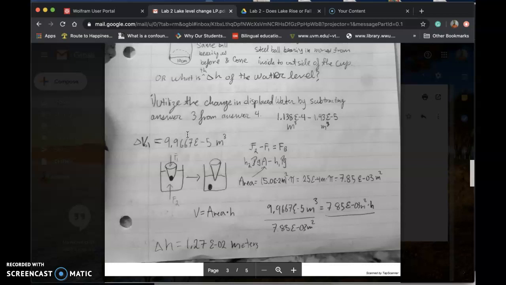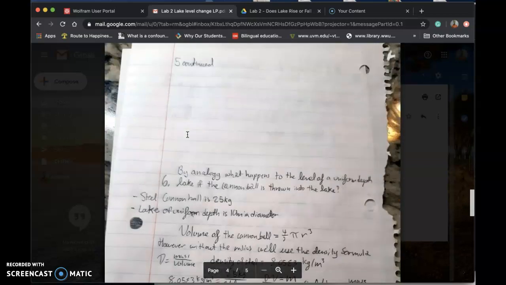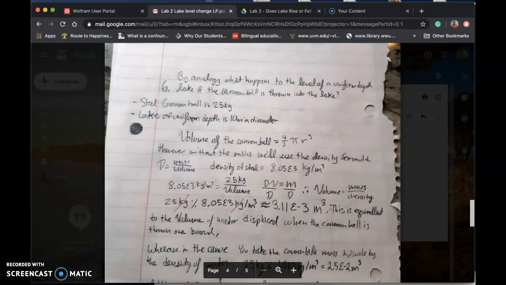And then for number 6, we utilize the same type of idea. First, we try to see, when we have a steel cannonball of 25 kilograms in a lake of uniform depth of 10 meters, 10 meters in diameter, the volume of the cannonball is, again, 4/3 pi r cubed, and we know the density of steel to be 8.05 E3 kilograms per meter cubed.